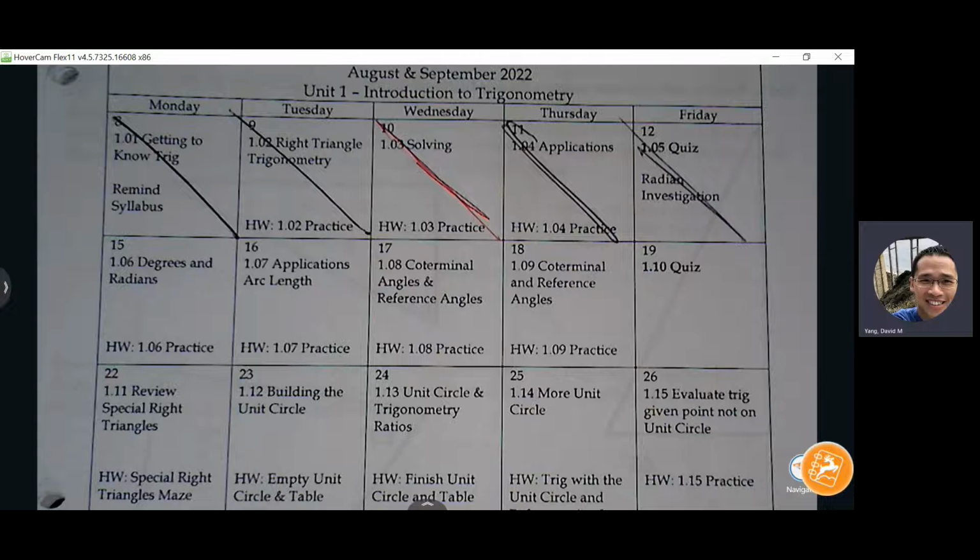Tomorrow we'll talk about arc length, and then terminal angles, reference angles, and this is all leading towards the unit circle, which we're going to get to after this next quiz. So we have a quiz Friday, just going over what we cover this week, and I hope to cover a little bit more than what is assigned each day. So when we get to Thursday, we have a chunk of time that we can devote to quiz review.